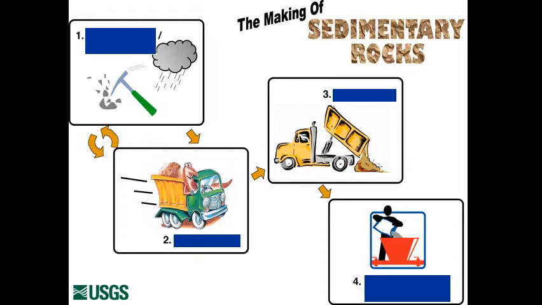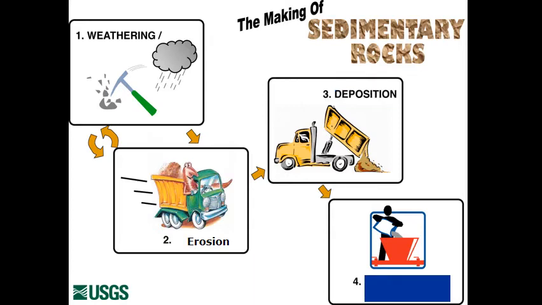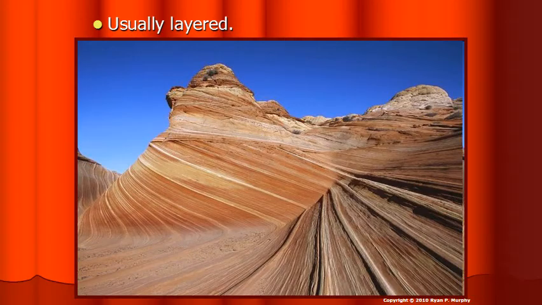Okay, so let's get the parts down here, the steps of making a sedimentary rock. First, we need weathering, which is breaking down the rocks into smaller pieces. Then we need erosion, which is moving those pieces to a different place. We need deposition, which is, again, like depositing money in a bank. You have to put it in, lay it down somewhere. And then we have cementation and lithification.